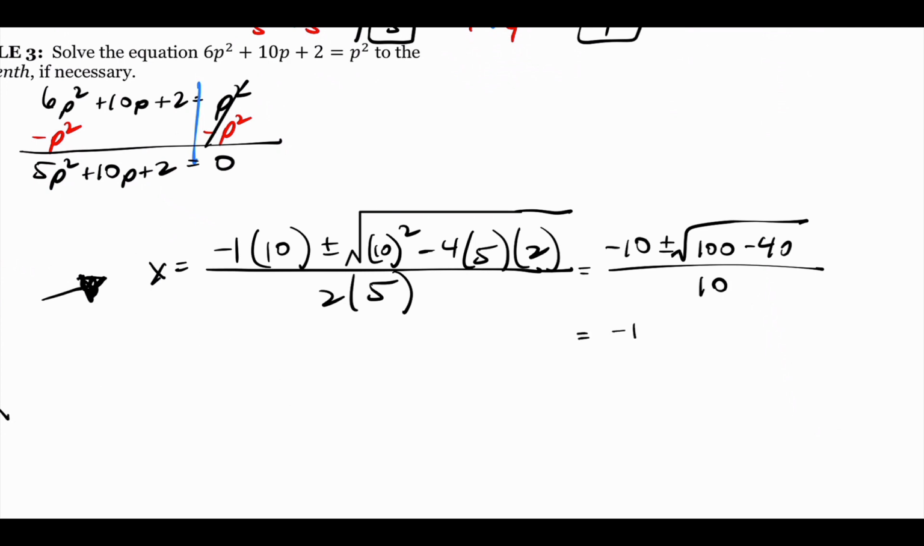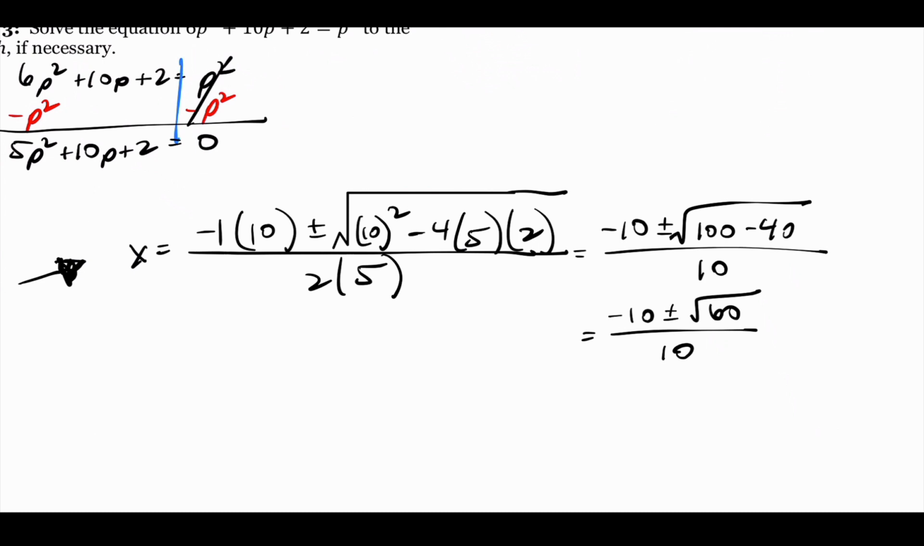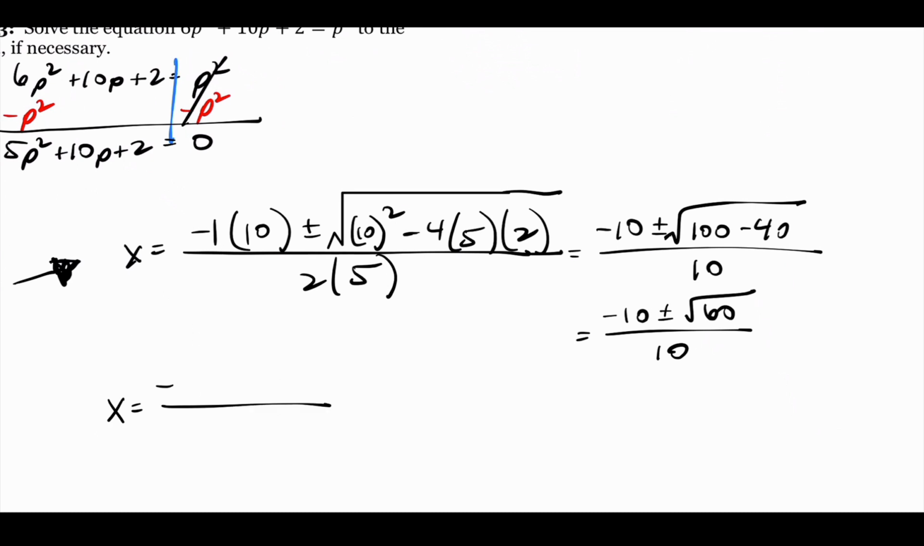So when I simplify that, I get negative 10 plus or minus the square root of 60, divided by 10. The square root of 60 isn't a whole number. It's like 7 point something, like 7.8 or 7.7. So I have negative 10 plus the square root of 60 divided by 10, and negative 10 minus the square root of 60 divided by 10. I'm going to use my calculator to do those.